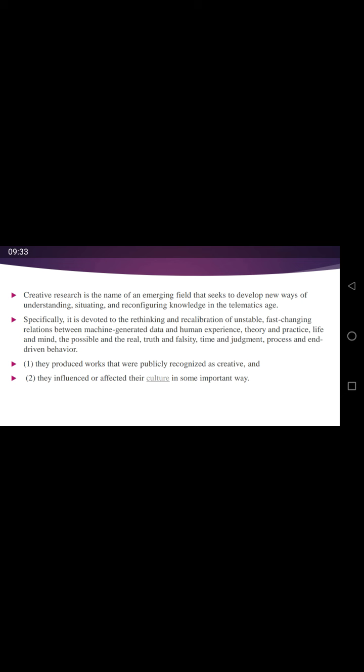Truth and falsity: always we are going to deal with truth and falsity also. One person is telling that this result is correct, don't believe in the past. But researchers will say, this is not correct, I am going to fail this one.